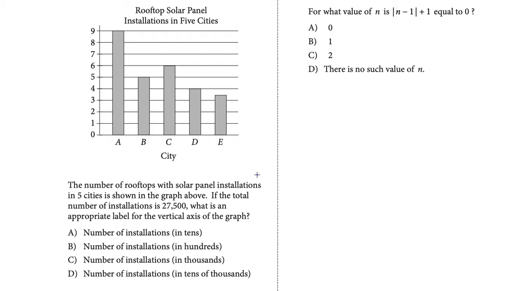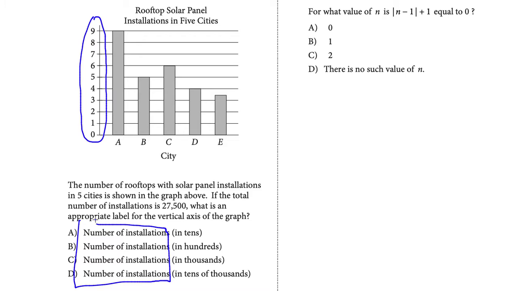So we're asking what are our units over here? Because that's the vertical axis. This is the horizontal axis, which is obviously the different cities. What is an appropriate unit for this vertical axis? And we know that they all add up to 27,500 roughly. I guess this isn't quite correct because they're rounding to the nearest whole number of thousands. So it's the number of installations, obviously, because we don't have a choice there.